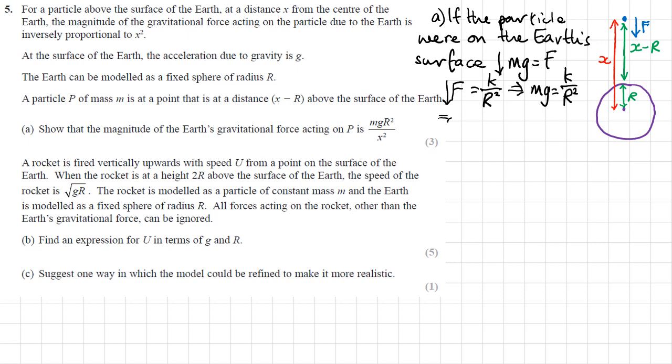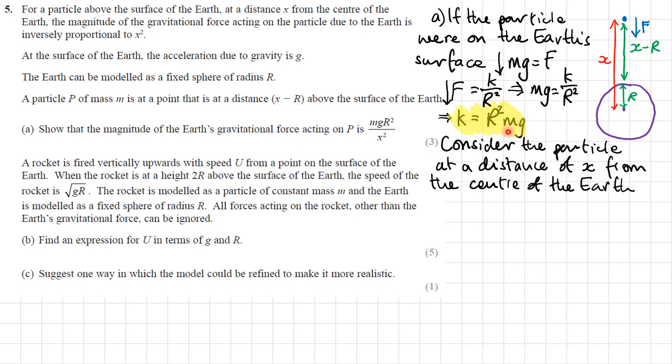That means I can rearrange this to find the value of k, and k is going to be equal to r squared mg. So now that we have this value of k, we're going to consider the particle at a distance of x up here from the centre of the Earth. Now that force acting on a particle is still inversely proportional to the distance squared, but at a distance of x, that's going to be k over x squared. Now we can replace k with what we've worked out before, so F is equal to r squared mg over x squared, as required. That's what we wanted.